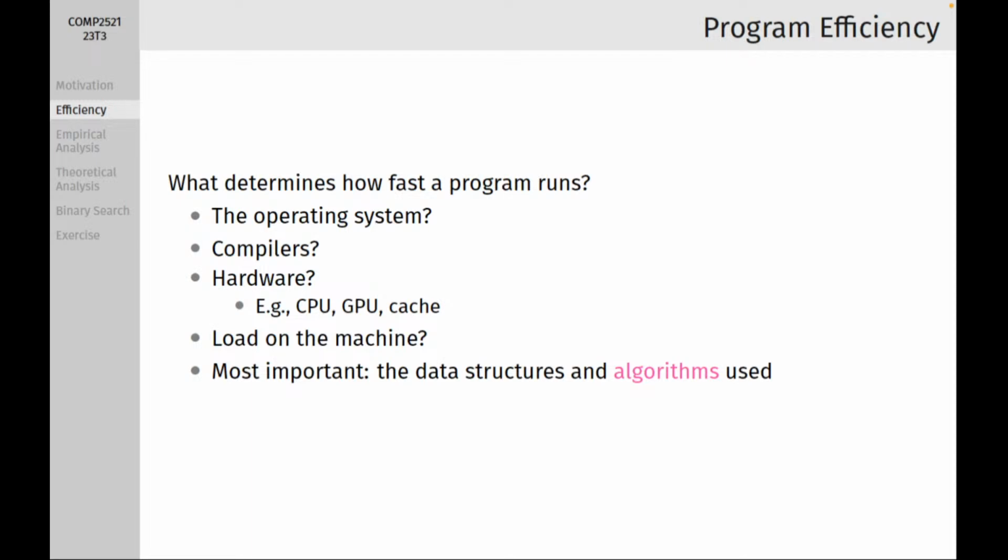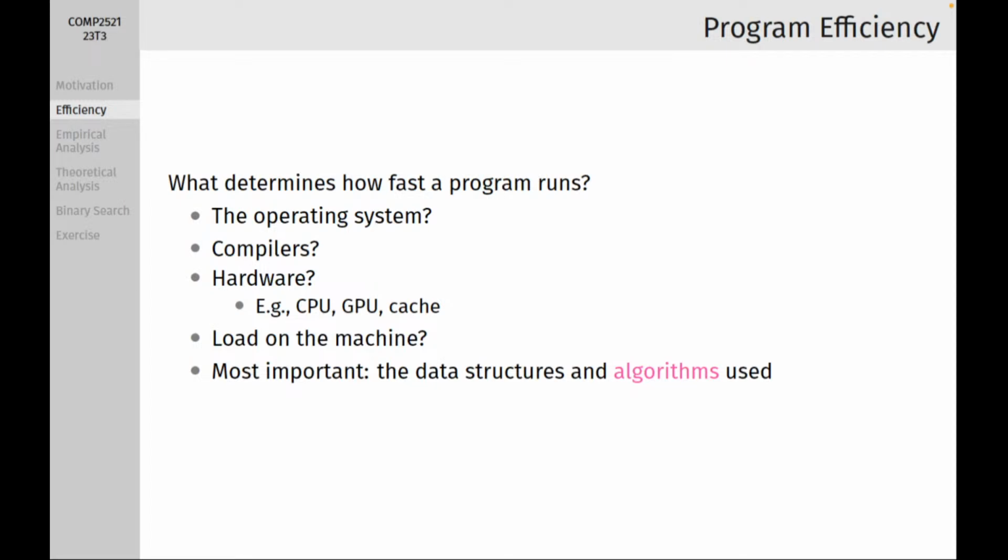So yeah, we want our programs to be fast, right? We want them to be efficient. So what determines how fast the program runs? The operating system might affect how fast the program runs, or compilers might, right? When you compile your program with different compilers, they might generate different machine instructions, which might affect how fast the program runs. Compilers might also have an optimizer option, which will cause them to try and apply optimizations to your program.